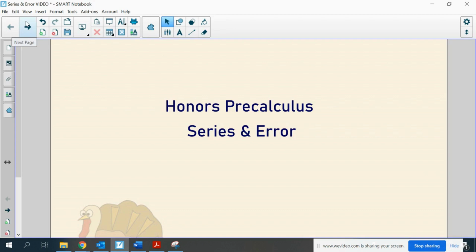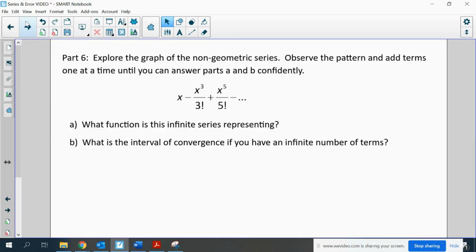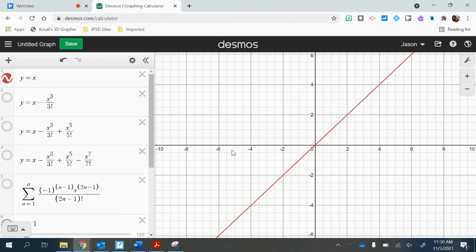This video is about series and error. So we're going to explore the graph of this series, which is not geometric, and we're going to observe a pattern and add terms one at a time until we can answer things pretty confidently. So what we're going to do is go to Desmos here. We're going to start with y equals x.